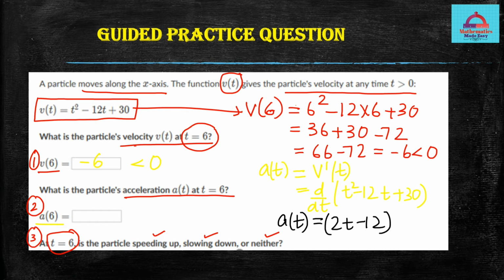Now the point at which we need to do all of this calculation is t equal to 6. So we will now substitute. This is 2 times 6 minus 12, which comes out to be 0. So for the second part, the acceleration is 0. Now we have to decide. So what do you know when acceleration at a point is going to be 0?